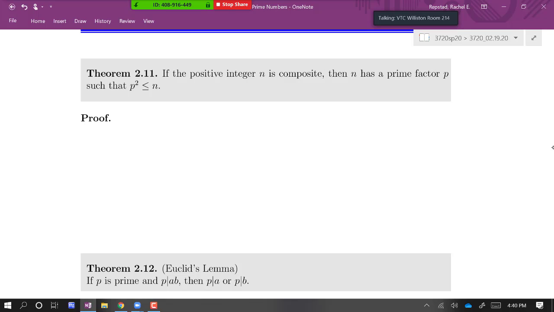But then I don't have to check all the primes up to n. What this theorem tells me is that if I'm looking for factors of n, first I'll use my calculator and take the square root of n. It'll probably give me some decimal result. And then I only have to check primes up to that number. If I haven't found any prime factors by the time I get to the prime that's closest to the square root of n, there aren't any. Because this says that if n is composite, if I can factor it, it'll have a prime factor p such that p squared is less than or equal to n.